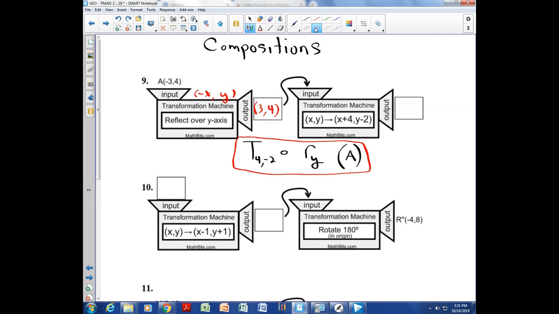to the 3, which is 7. And we're going to subtract 2 from our 4, which is 2. And that's our ultimate answer.